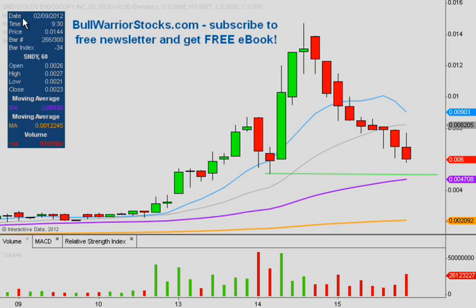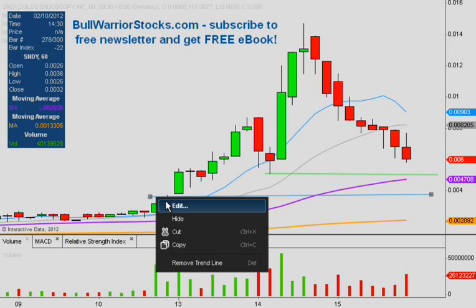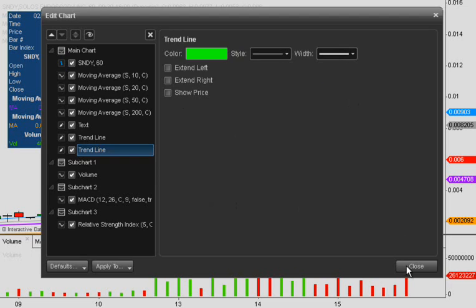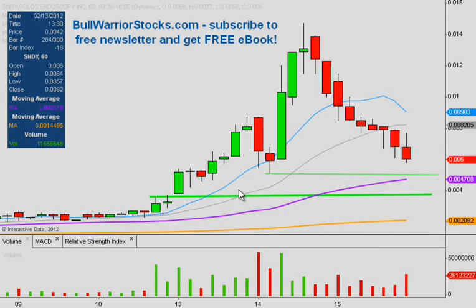If this level does not hold, then the next key level of support is going to be right over here, which was a previous high pretty much before the big move happened, which is at 0.0036. So change this to green, make this a thicker line since it does carry a little bit more weight in terms of importance. So the three key supports that you should keep your eye on are going to be here at 0.0051, 0.0047, the 50 period, and then over here at 0.0036.